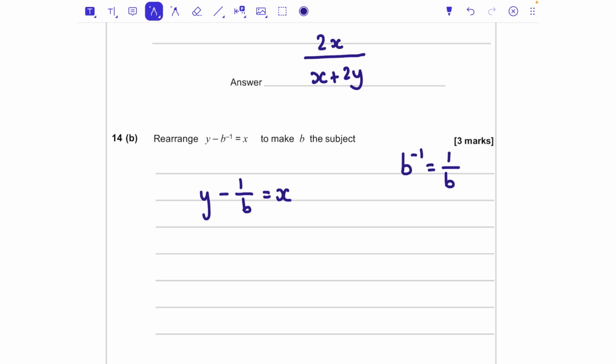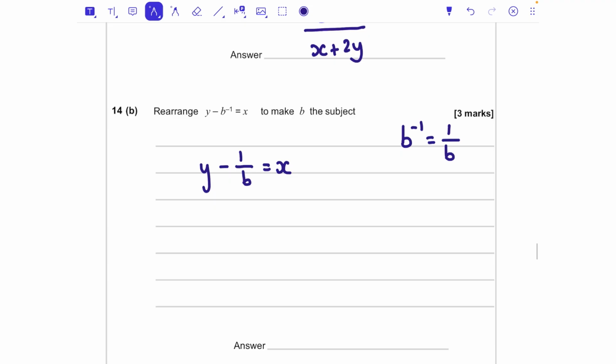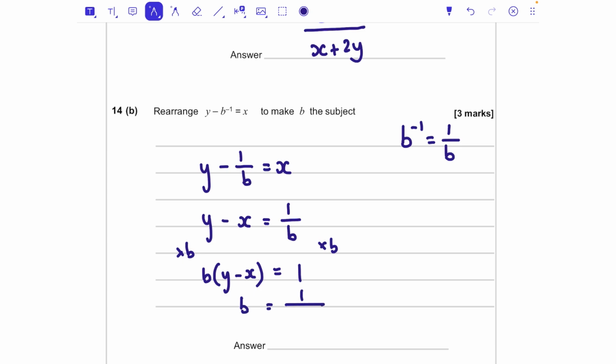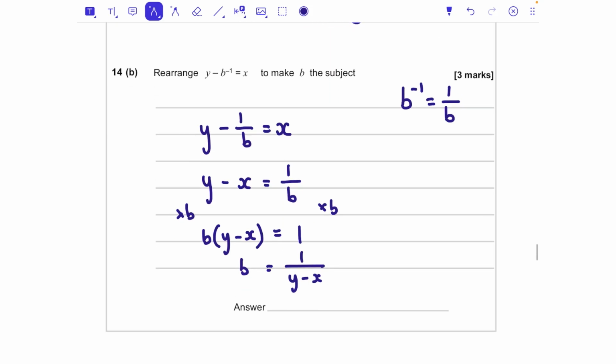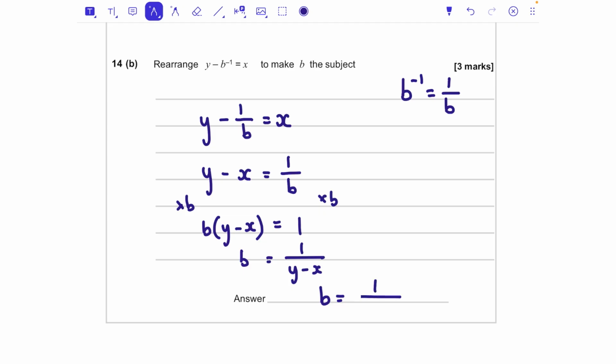Now, there's a couple of ways that you can do this. I'm actually going to say, well, if y take away 1 over b equals x, then I can add the 1 over b and take away the x, or I can just think, well, y take away that is x, then y take away x is 1 over b. And then what I'm going to do is multiply both sides by b. So b lots of y minus x equals 1. And then I'm going to divide by that bracket. So b equals 1 over y minus x. And that would be your answer. B is now the subject of the formula. That goes out the front and everything else is afterwards. Lovely.